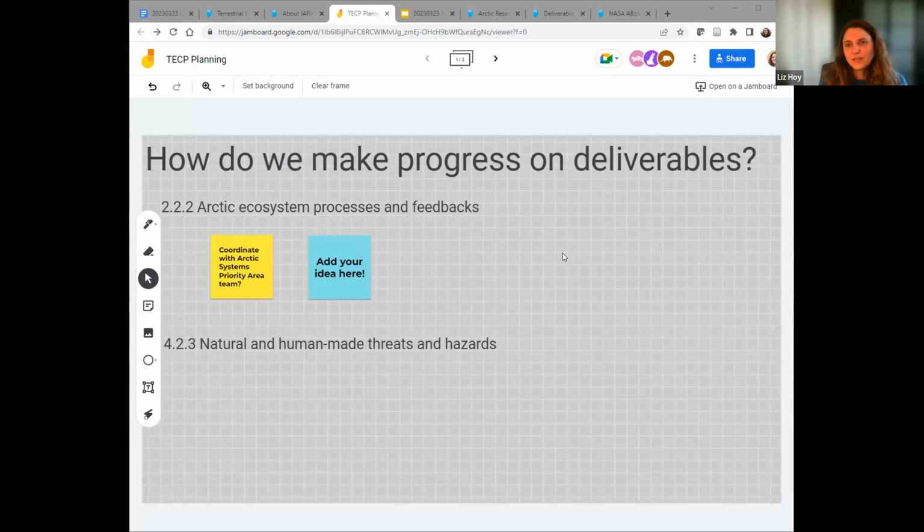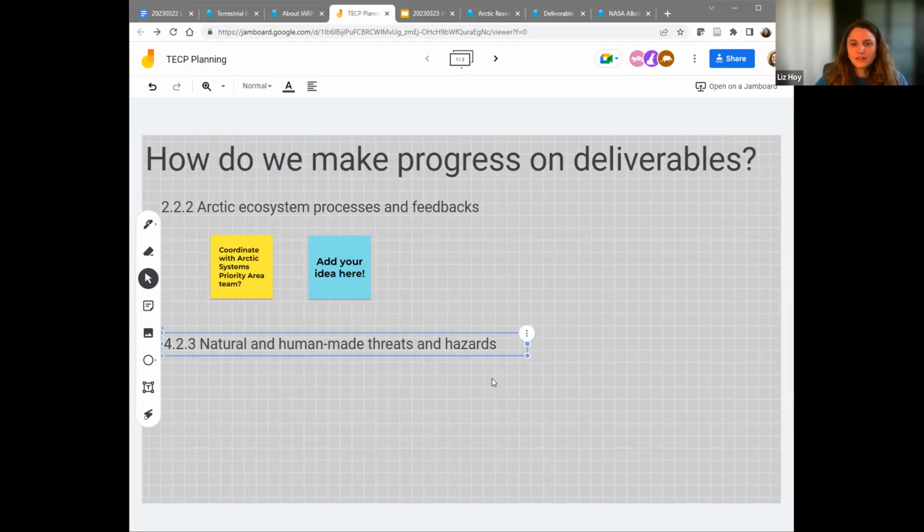And then as climate is changing, we're going to see additional changes. So that's something we want to be thinking about within our team. We have this Jamboard, and there's not so many of us, so people can just call things out, or if you want to put ideas on the Jamboard, I have three little slides here thinking about some ways that we can make progress in our team on some of these different deliverables that we have, thinking about Arctic system processes, natural and human-made threats and hazards.